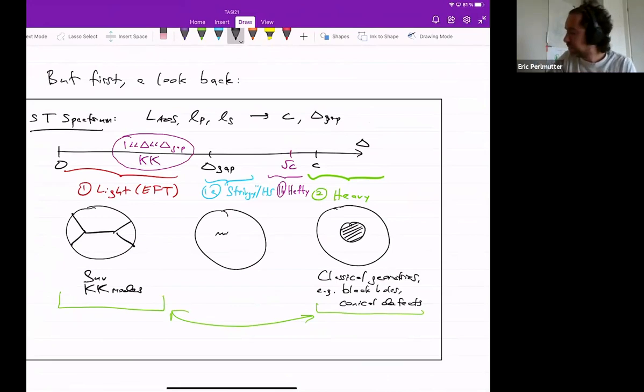I won't recapitulate everything that's in here because I think we got to some of the main features, but maybe I should first ask if there are any questions people had lingering about the different regions of the spectrum of single trace operators in holographic theories and what each one represents.